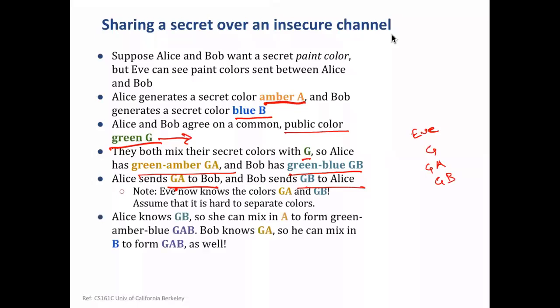Now Alice will mix A to the received GB. So this becomes AGB, or we call it GAB. This is what is there with Alice. And what will Bob have? Bob has received GA, and now he has color B. So he will have GAB. So Bob will also have GAB.